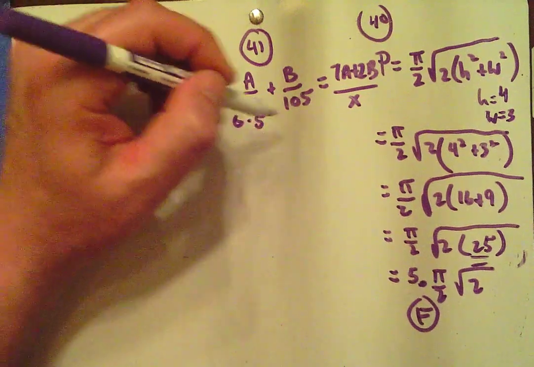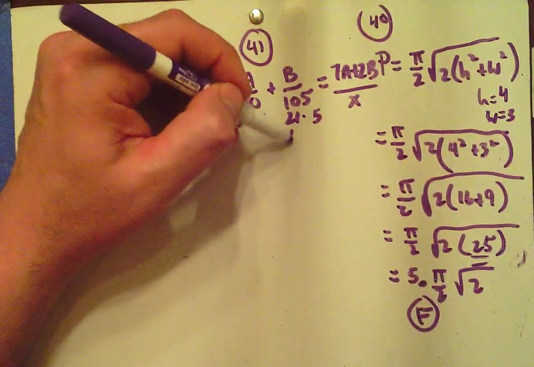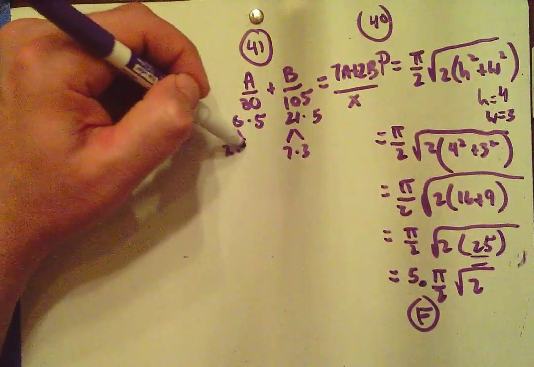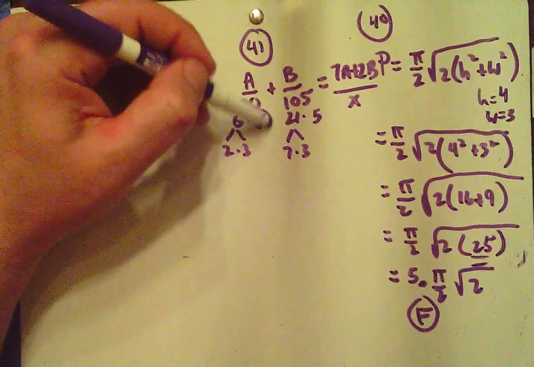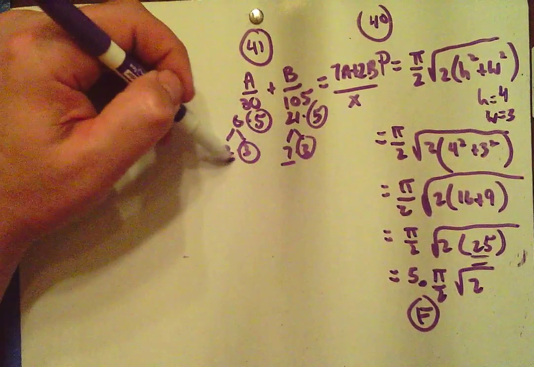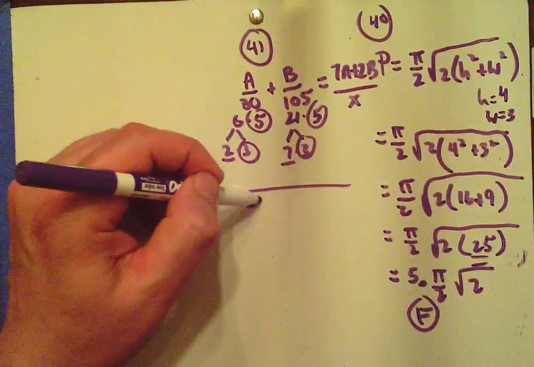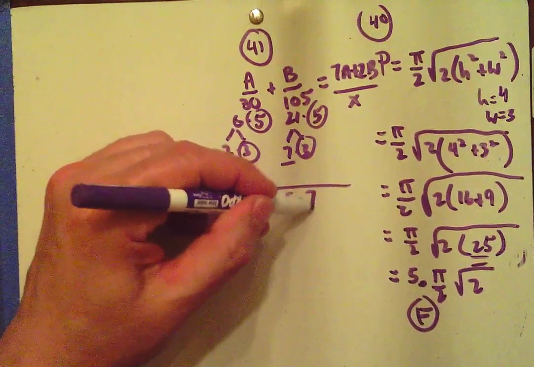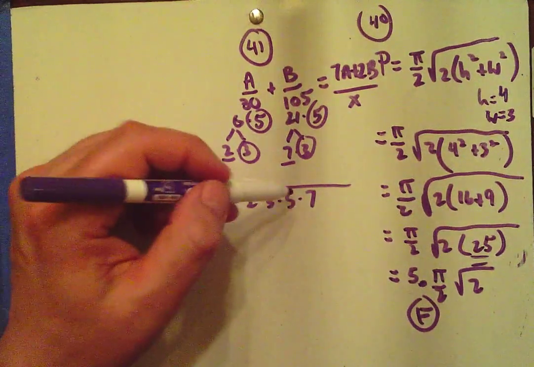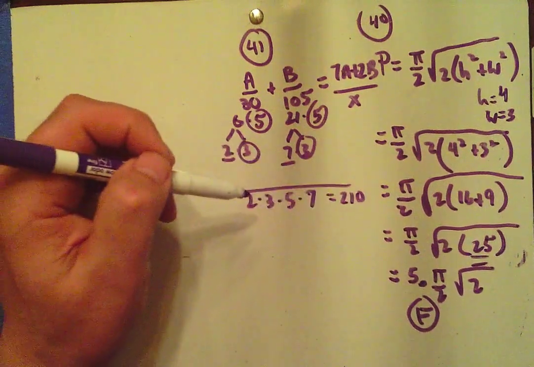Well, this is 6 times 5, and this is 5 times 21. 21 is 7 times 3, and 6 is 2 times 3. So my common denominator needs a 5, needs a 3, needs a 2, needs a 7. My common denominator is going to be 10 times 21, or 210.